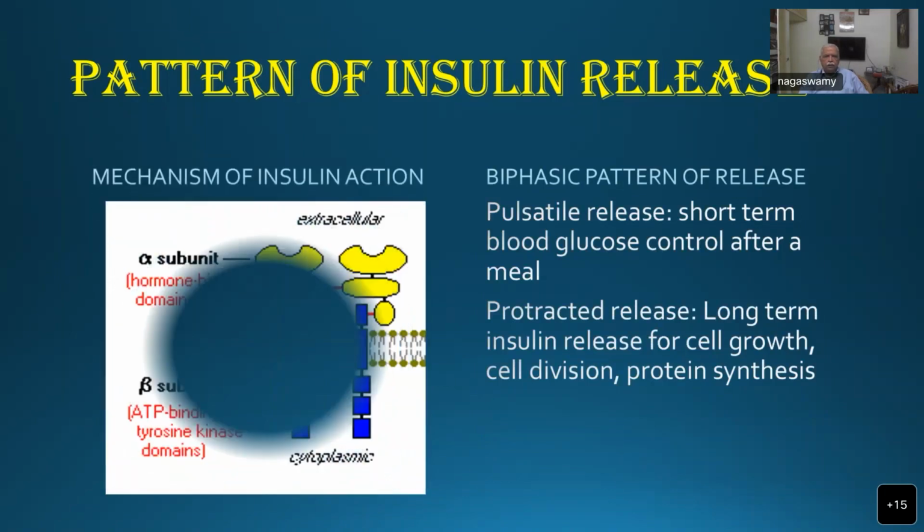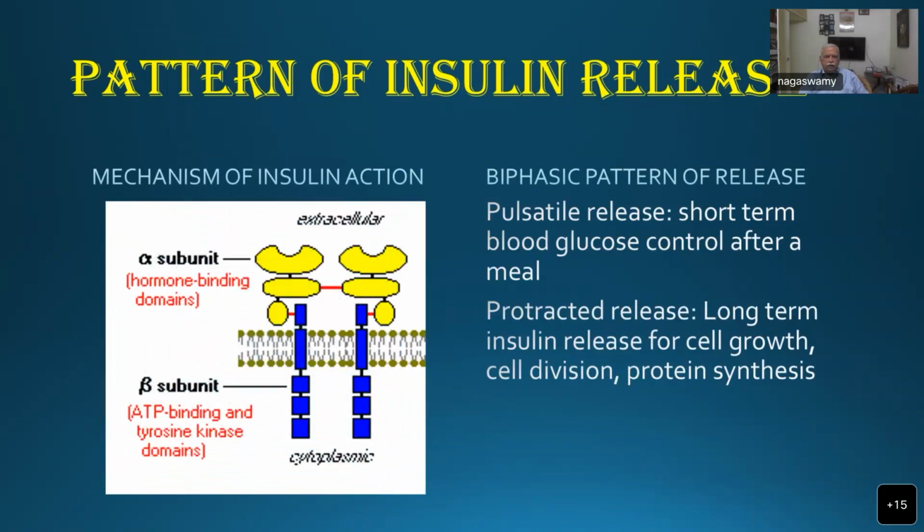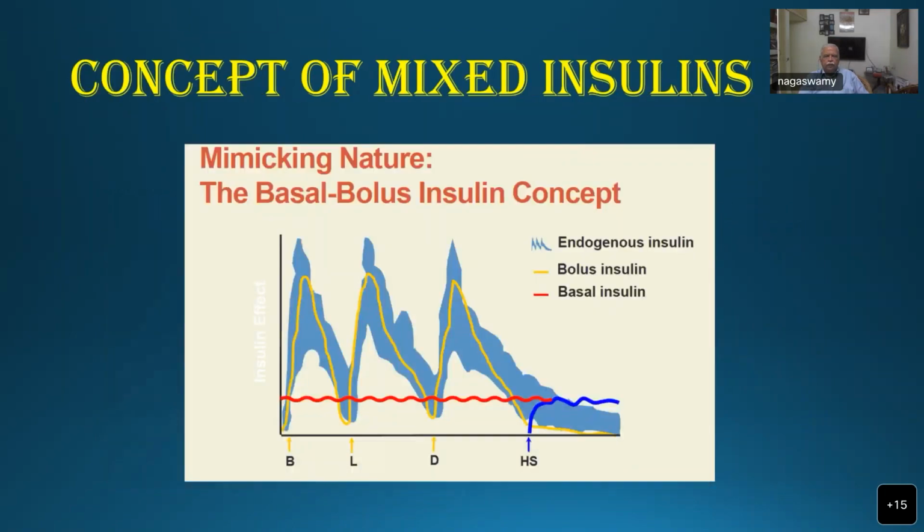So this is the mechanism of insulin action, again shown by how the alpha and beta subunits work, and this is the basal-bolus concept of insulin secretion. The red line shows the basal secretion, and the yellow line shows the spurt or increase in the bolus. So this is breakfast, lunch, dinner, and at HS, before bedtime, you have another requirement for the entire night.